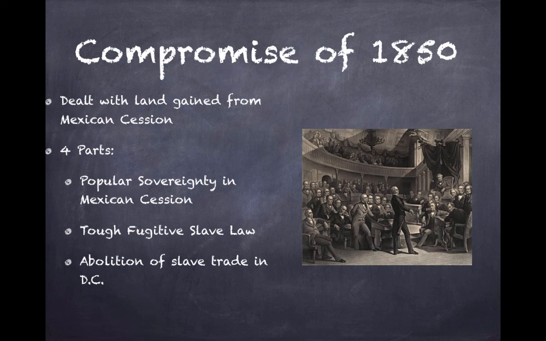3rd part is the abolition of the slave trade in Washington, D.C. It's not the abolishment of slavery, but the slave trade. And finally, California was admitted as a free state, which will tip the balance in the Senate in favor of free states. And that's very important for understanding this next act.